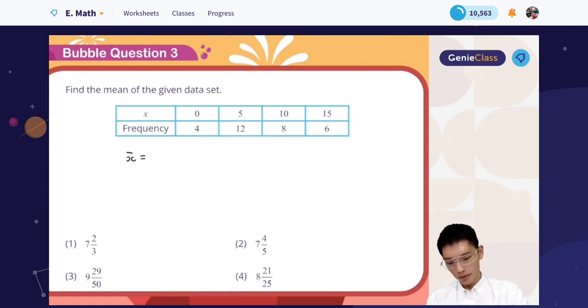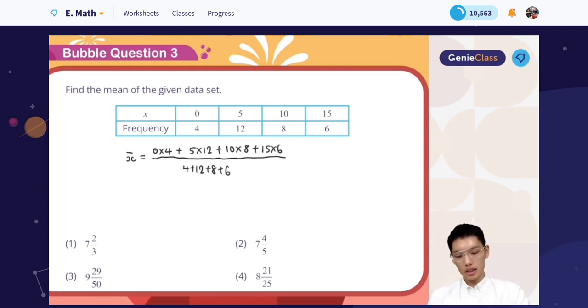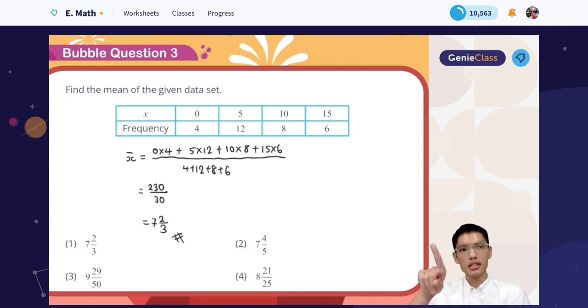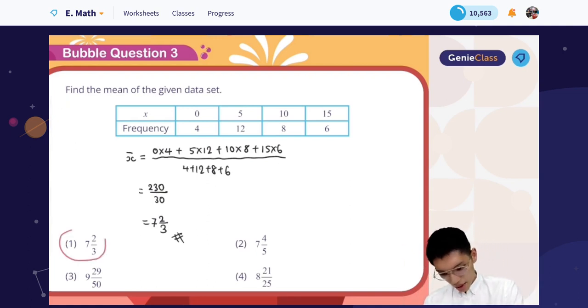Again, it's just a recap over here, what I do. Multiply with the frequency, 5 times with the frequency, 10 times with the frequency, and 15 times with the frequency. All this is over 4 plus 12 plus 8 plus 6. Again, calculator at the top, calculator at the bottom. You will get this. All right, this is the notion over here. You realize you will get 7.66667. That's the correct answer as well.